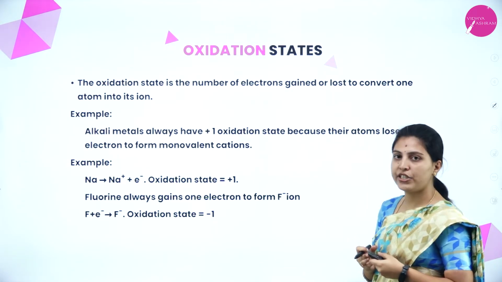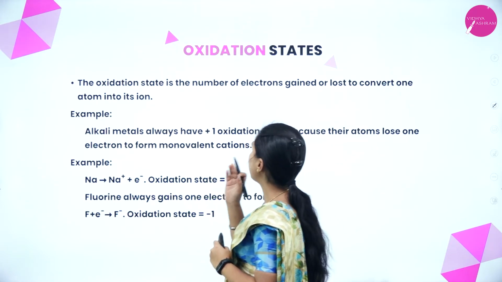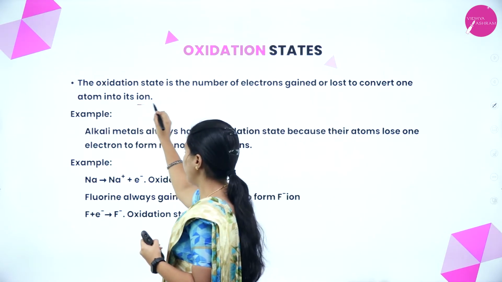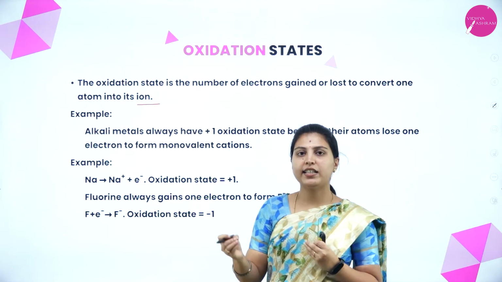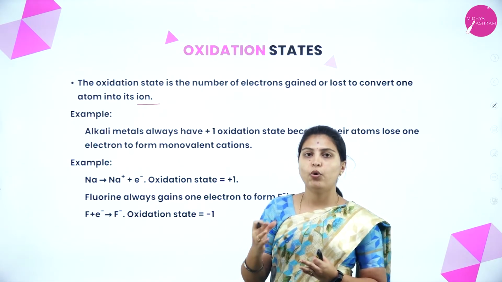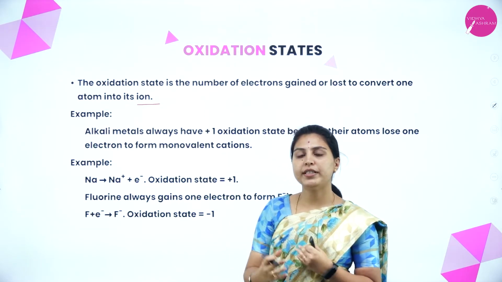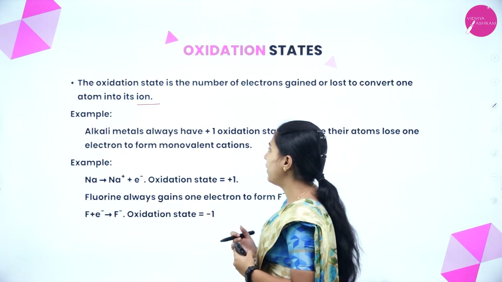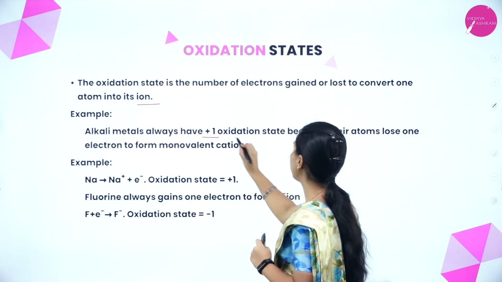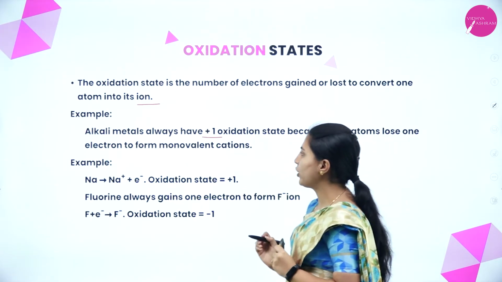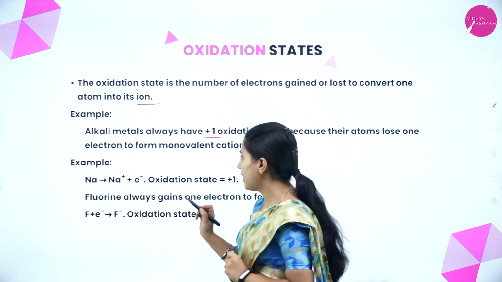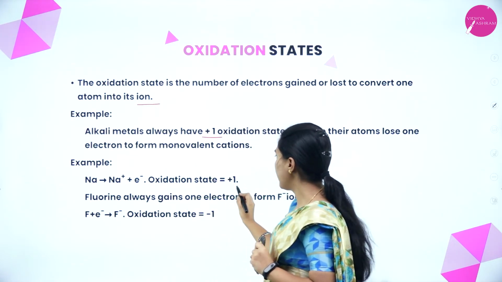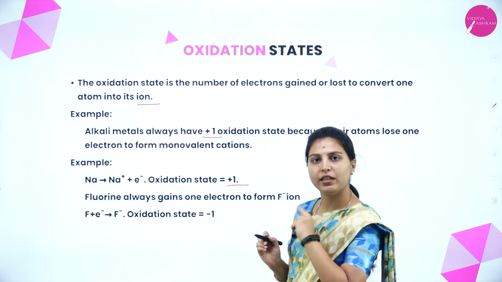Next, we will see the oxidation state. The oxidation state is the number of electrons gained or lost to convert one atom into its ion. Oxidation state is related to valency itself. Whatever we are seeing, the neutral atom is converting into an ion, whether it is a cation or anion. Example, alkali metals have +1 oxidation state because their atoms lose 1 electron to form monovalent cations. See here, sodium is losing 1 electron to form a cation. Oxidation state will be +1 because 1 electron is removed.